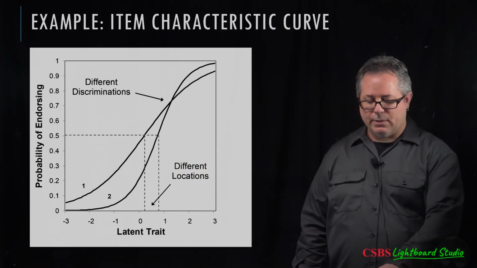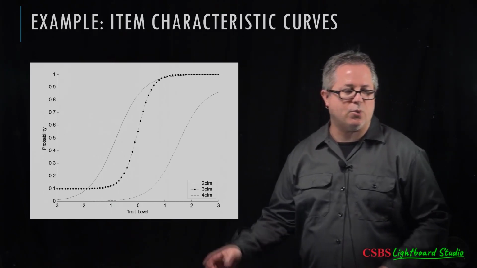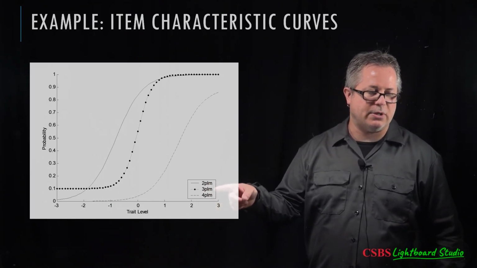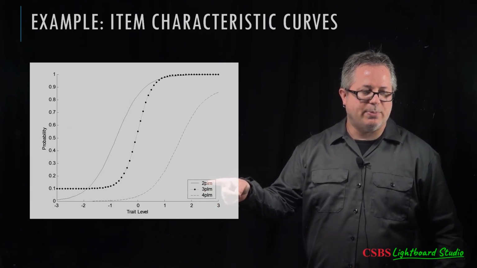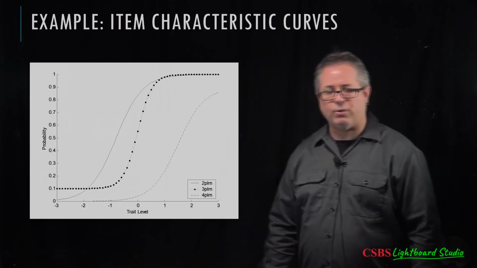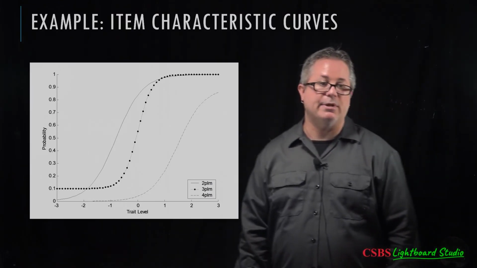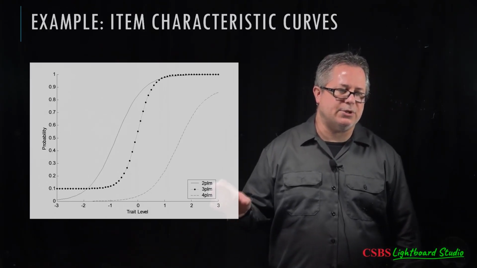Here are 3 different items. You can ignore this for now, but I will mention what these numbers are talking about. 2p, 3p, 4p stands for 2 parameters, 3 parameters, 4 parameters. We'll talk about what those parameters are later on, at least the 2 and the 3.